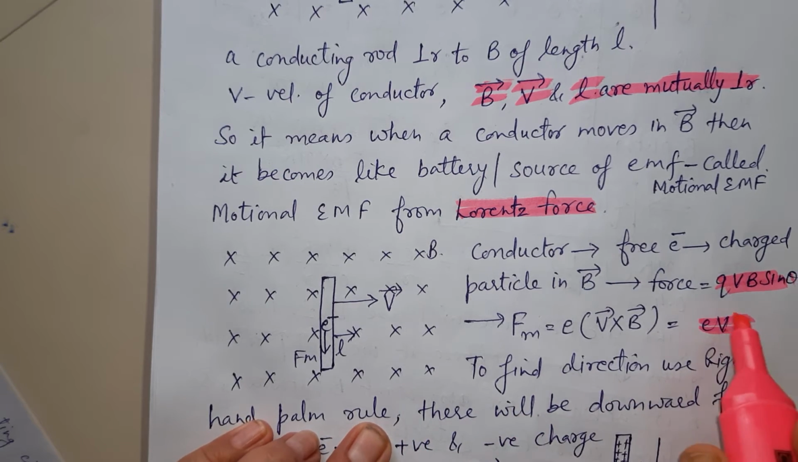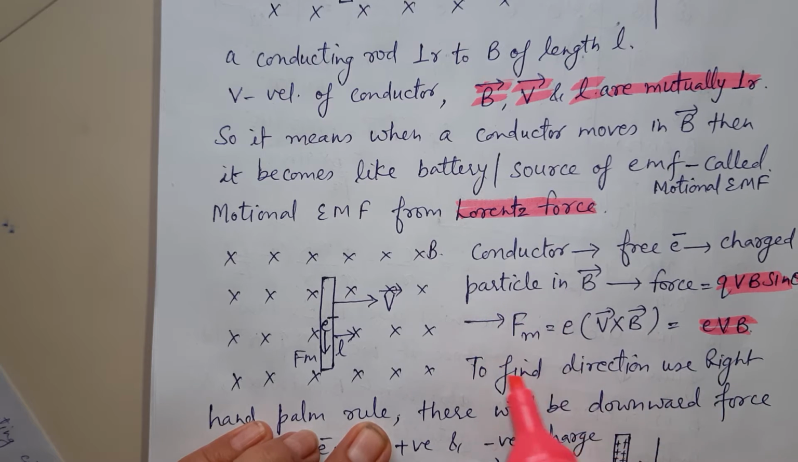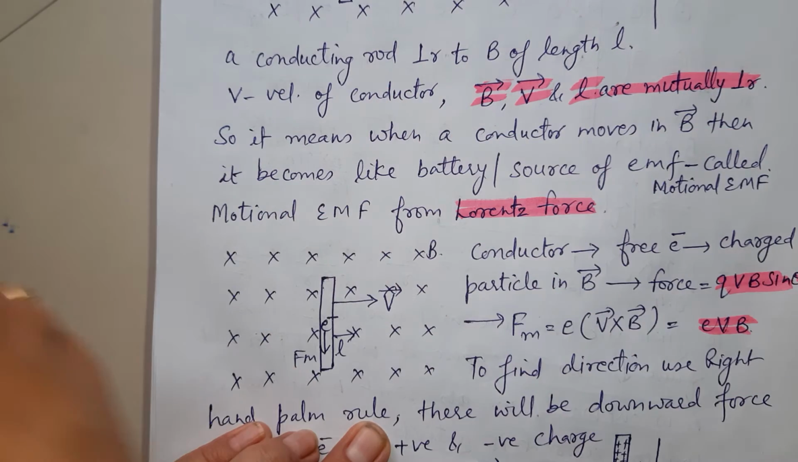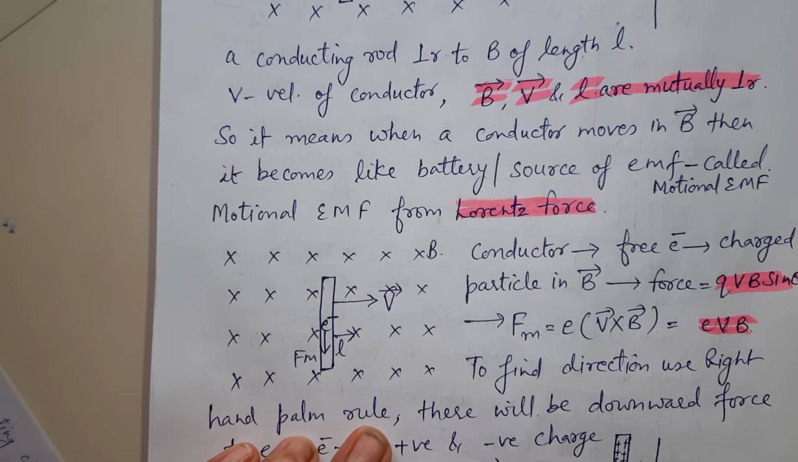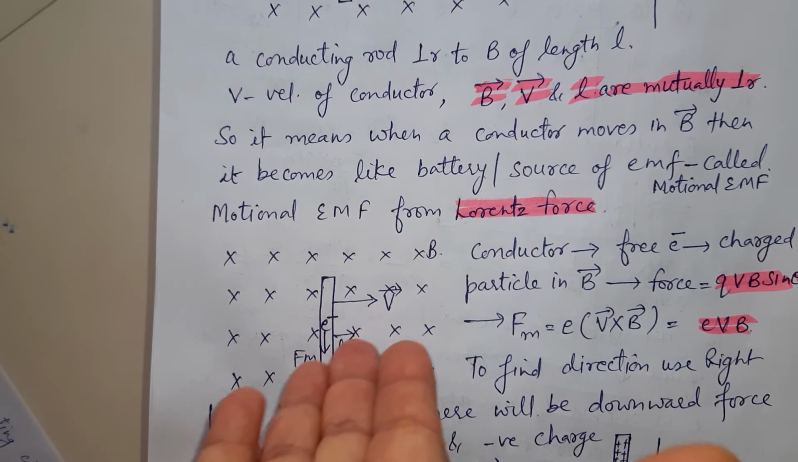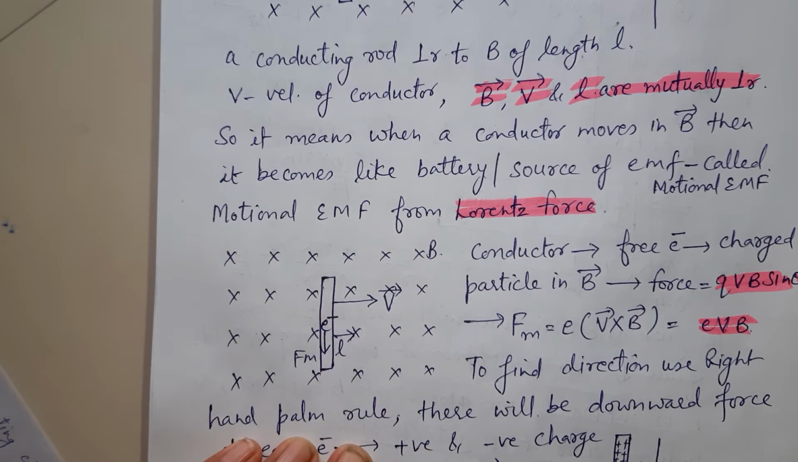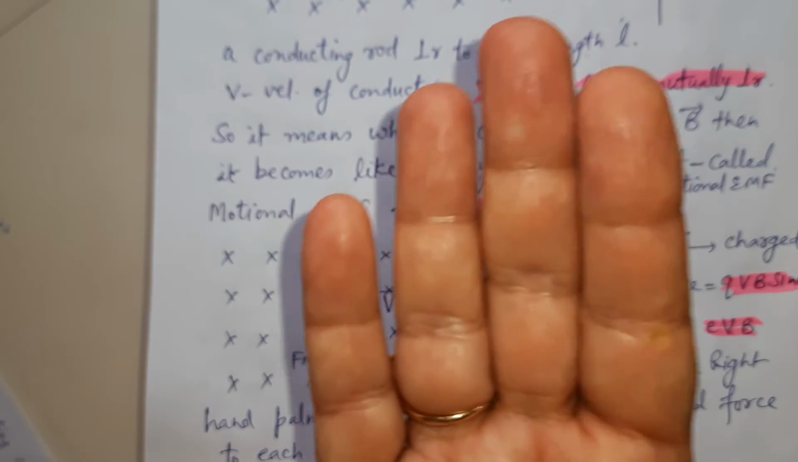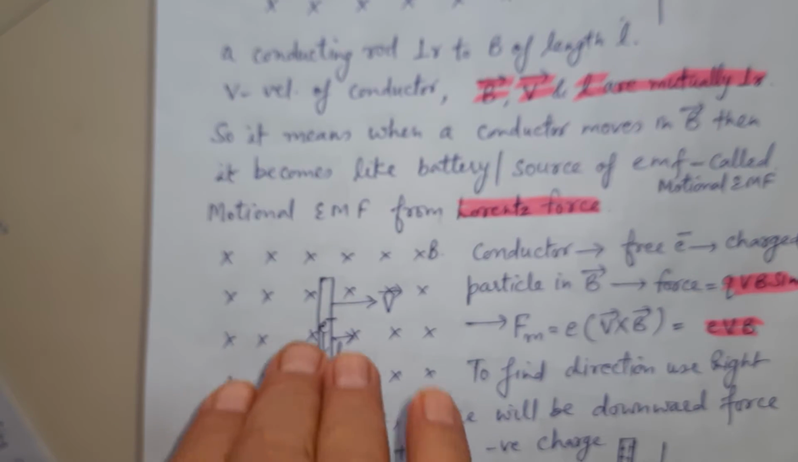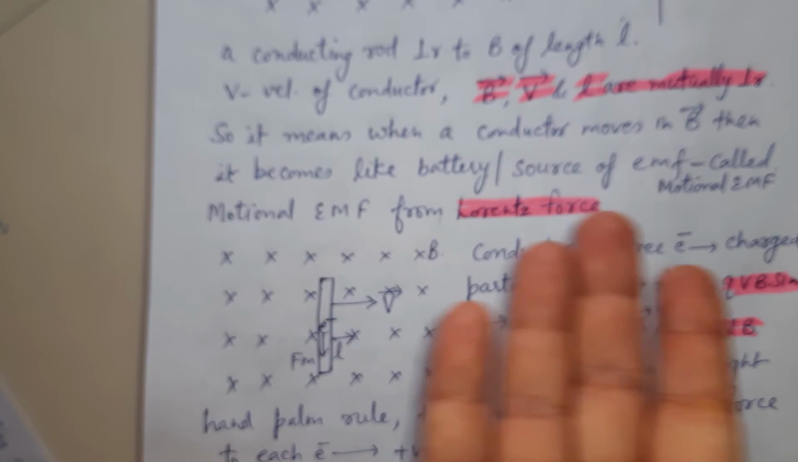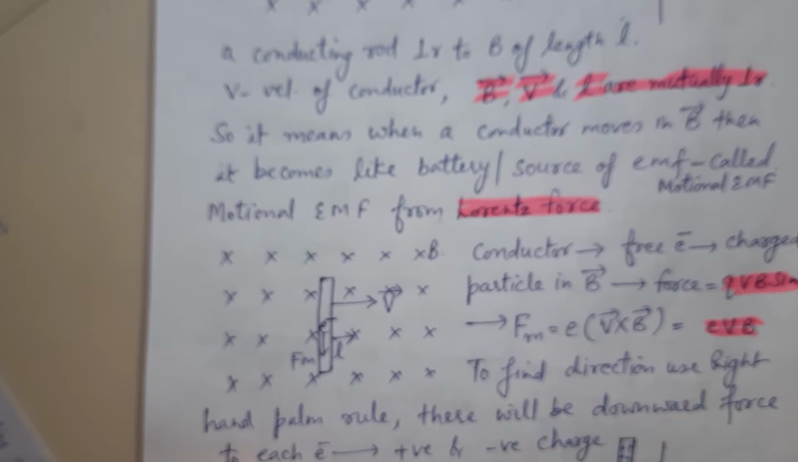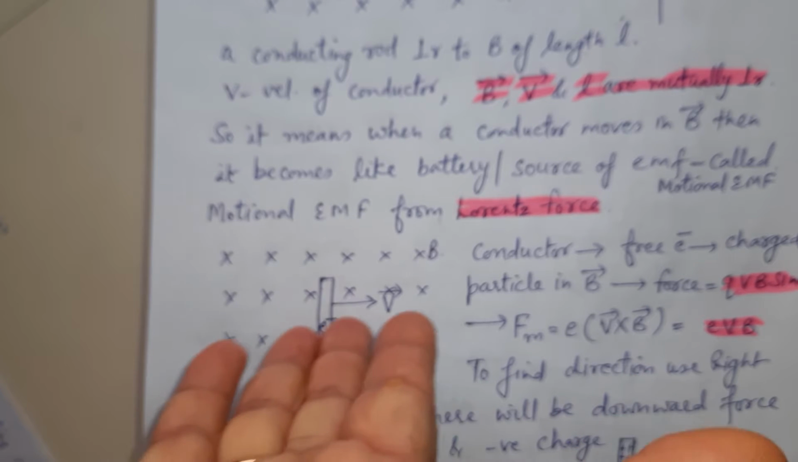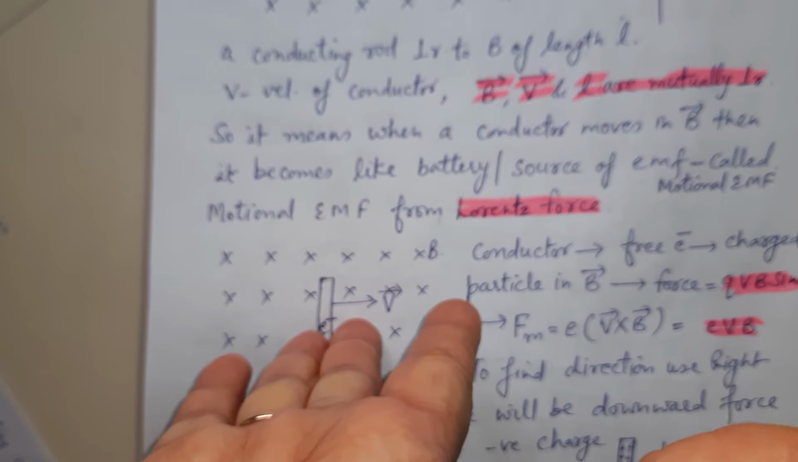Now we want to find the direction of this force. To find it, we will apply the right hand palm rule. The magnetic field is going inside, and this is the velocity. So this is the direction of the field and this is the direction of the velocity, and the palm gives the direction of the force.